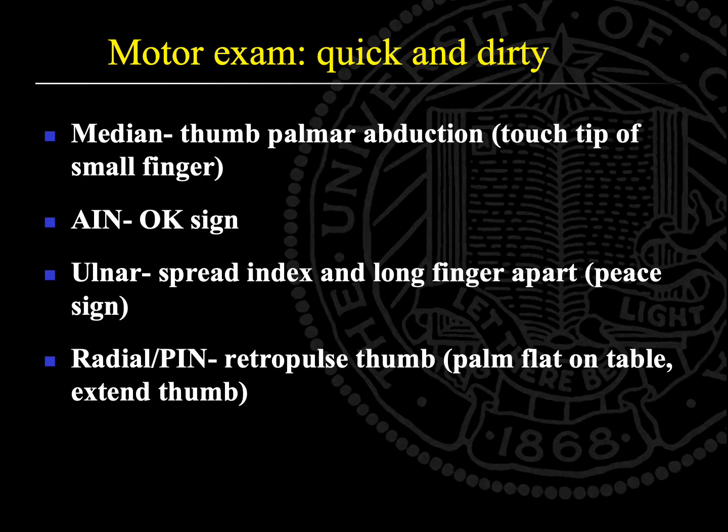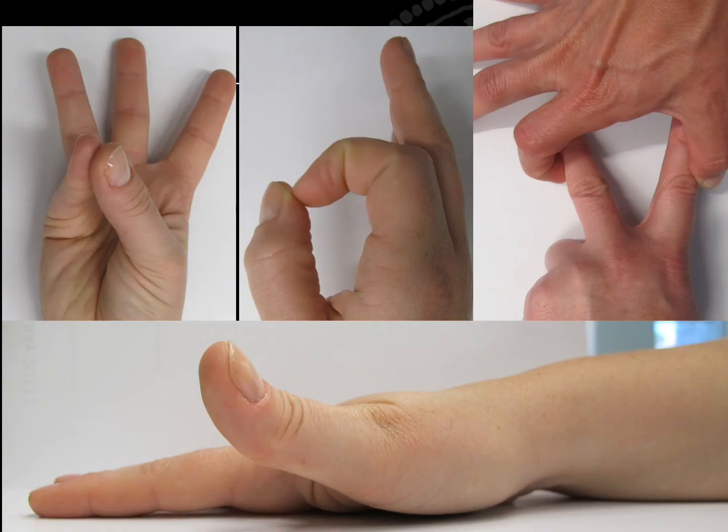So if you're talking about quick and dirty, remember that median nerve thumb is palmar abduction, right? So bring the thumb up out of the palm. If you're going to add opposition, touching the tip of your small finger will get you that abduction in there. Anterior interosseous is the AOK sign. Ulnar nerve, spread the index and long finger apart, right, giving you the P sign. And then the radial or the PIN is retropulsing the thumb, bringing the thumb from flat on the table up into the air.